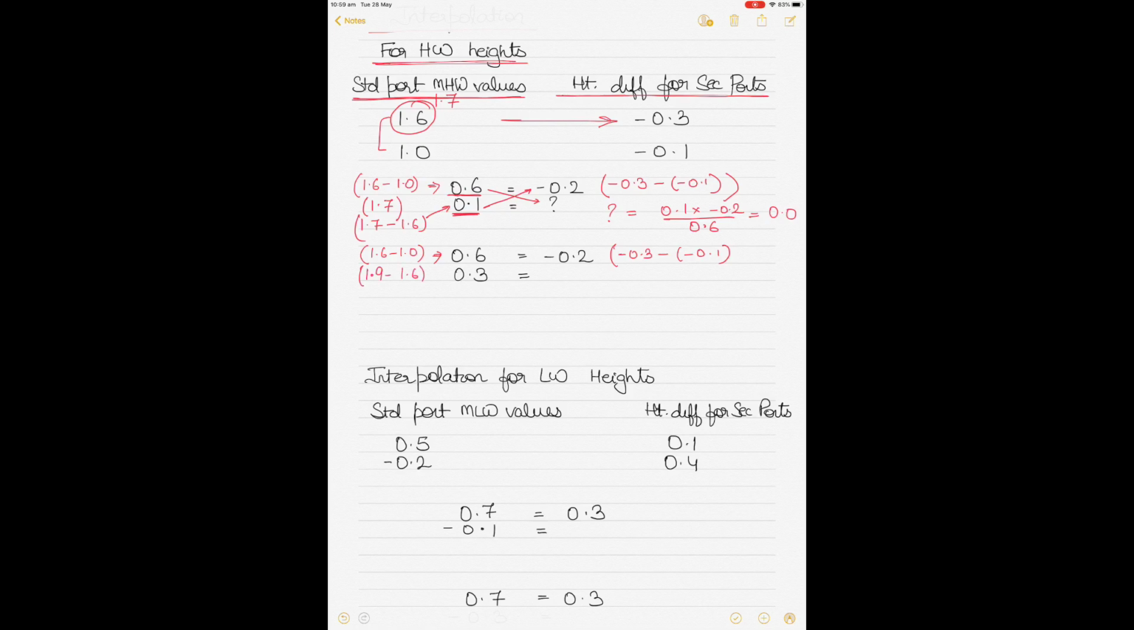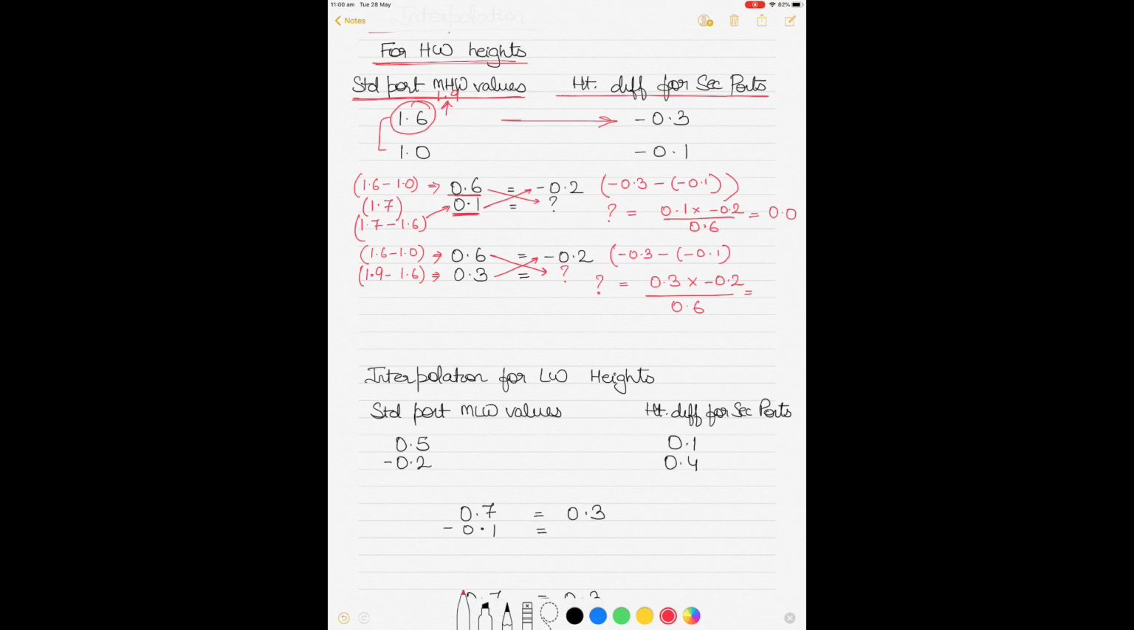1.9 minus 1.6 equals 0.3. So if I needed it for 1.9 instead of 1.7, which is going up by 0.3, what correction will I have to apply? I will again multiply this by this and bring it here. My unknown correction to the height of minus 0.3 will be 0.3 multiplied by 0.2 divided by 0.6, which is 0.1.